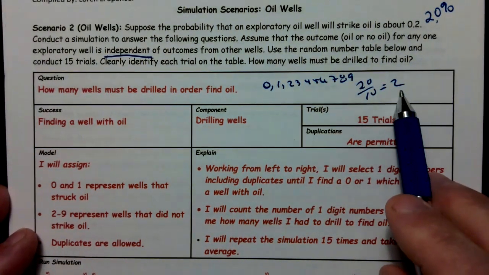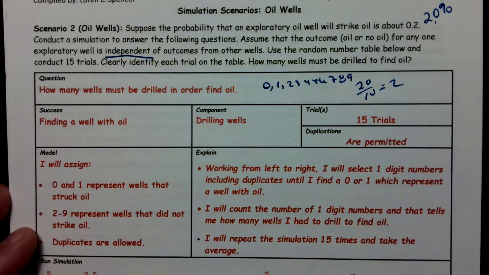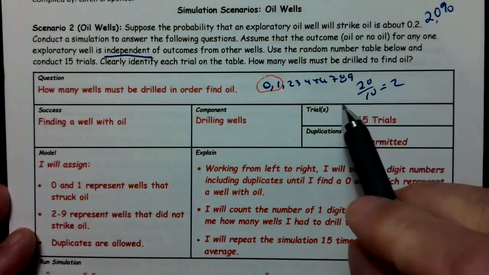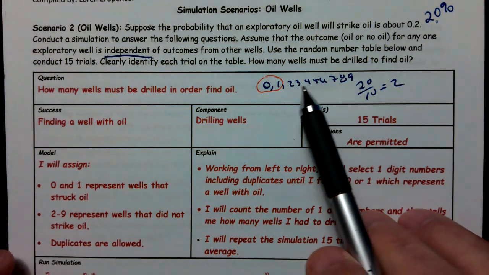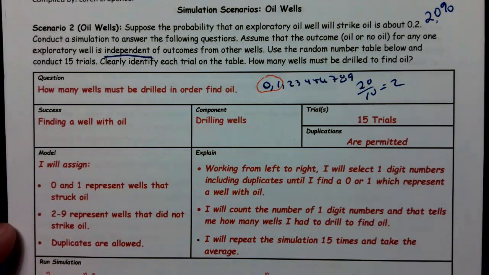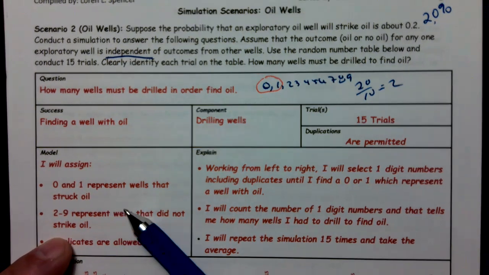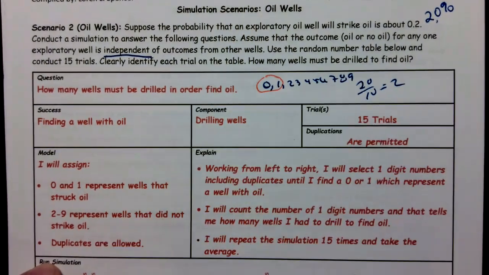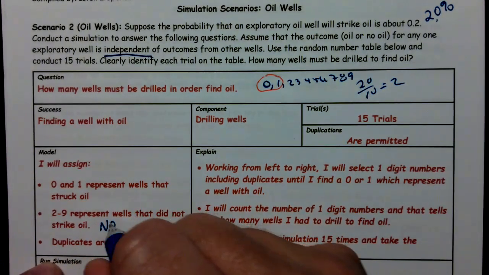Well, if I need 20%, I need two of those numbers to represent oil wells. In my case, I went ahead and chose 0 and 1. But I could have chosen any two. It really wouldn't matter, but I chose 0 and 1. So I will assign 0 and 1 to represent wells that strike oil, and 2 through 9 represent wells that did not strike oil. Well, I used up all the numbers, so duplicates are allowed and there are no skips.